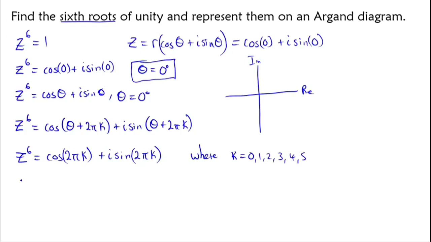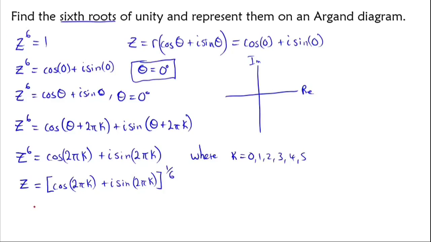So to get rid of this power 6, I'll say z is equal to (cos 2 pi k plus i sin 2 pi k), and all this is raised to the power 1 over 6. Because I raised both sides to the power 1 over 6, that cancels out. So now I can use de Moivre's theorem, which says that the power that I have there can multiply with the angle that I have inside there. So it will look something like this.